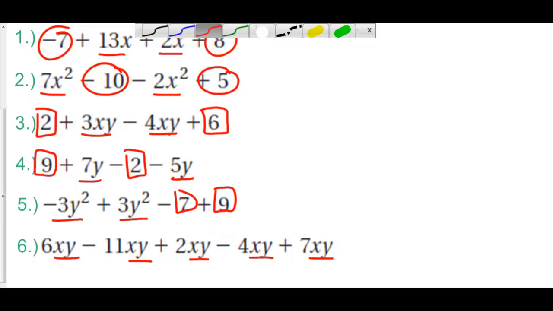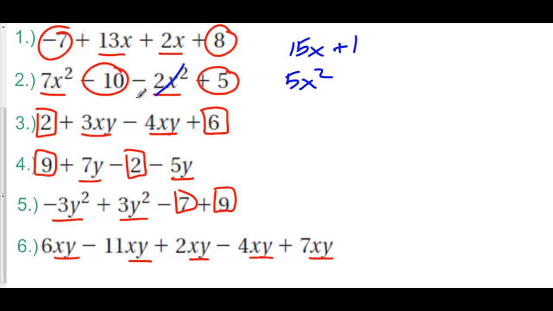So now you're going to go back and combine, and say, okay, x's go there. 13 plus 2 is 15 x's. Then we have -7 plus 8 is +1. Good. So here, I always like to do the largest variable first. So x squared is the biggest. 7 minus 2 is 5x squared. And again, if you want to knock them off as you get done, that's a good idea. -10 plus 5 is -5.